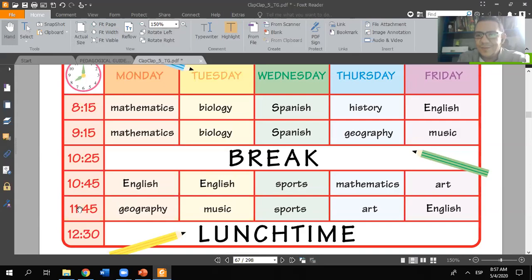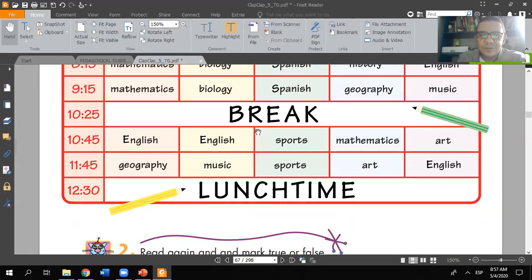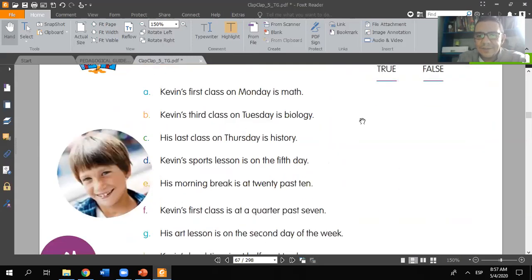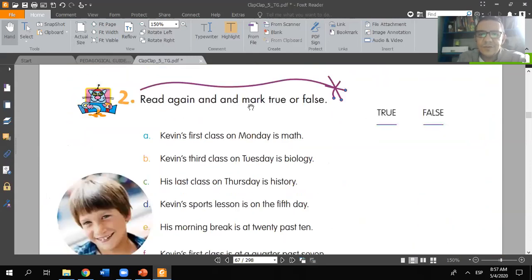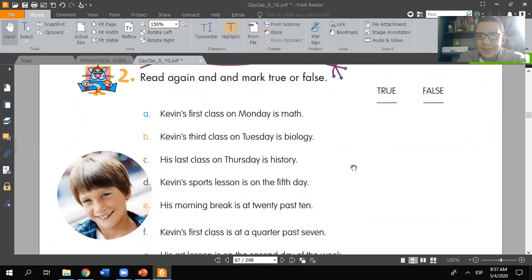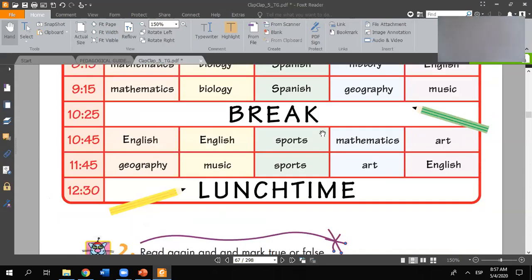We can say it in two ways. The first one is 11:45, or we can say a quarter to 12. Okay, we can say it in those two ways. Okay, guys, so you have to read this schedule and mark true or false, okay? According to this schedule.